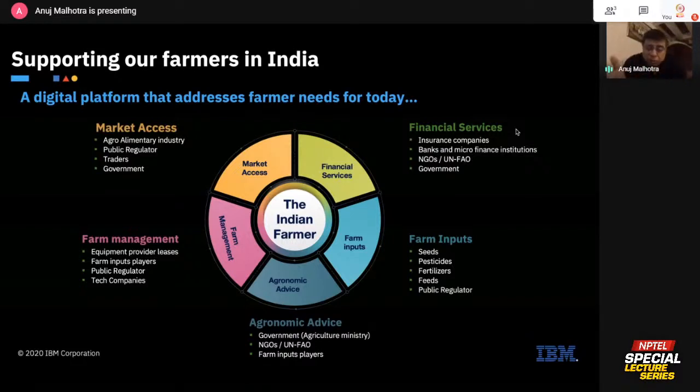He wants money from the banks for his working capital needs and buying seeds and fertilizers. He needs to go to the farm inputs guys and buy seeds and pesticides and fertilizers and all of it, right? Feed as well for the animals he has. He needs agronomic advice of what to plant, when to plant, why to plant. And he also wants farm management, which means if he's going to go and hire a tractor or lease a tractor or use other members of labor there, he needs something of farm management. All this is required by the Indian farmer.